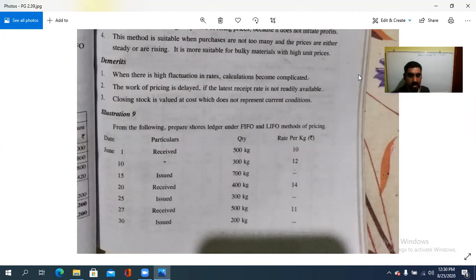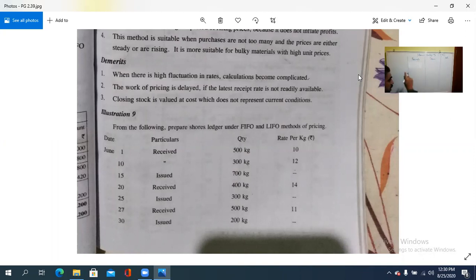So here nothing is there, only the received we need to do: put opening balance, then add the receipt, then deduct from the receipt the issued item, and then the balance is obtained. Again, if a received item is there, that is to be added. In that way we will do. So firstly the receipts, then issues, then balance.